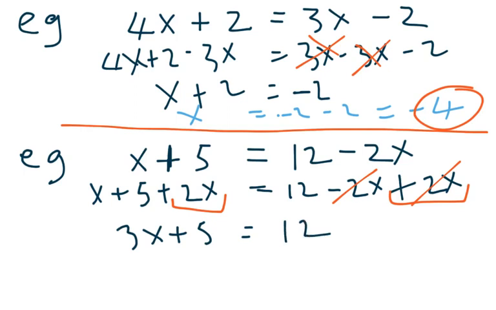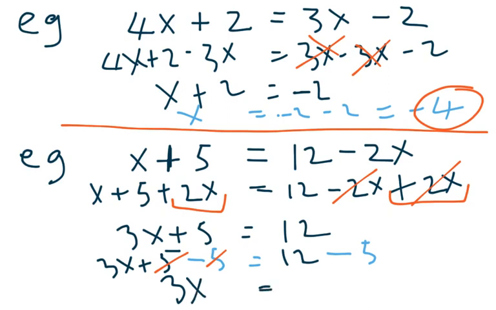Okay? And then I subtract 5 from both sides. 3x plus 5, take away 5 is equal to 12, take away 5. And these cancel out, and I'm left with 3x is equal to 7. Another difficult example. So x is equal to 7 divided by 3.